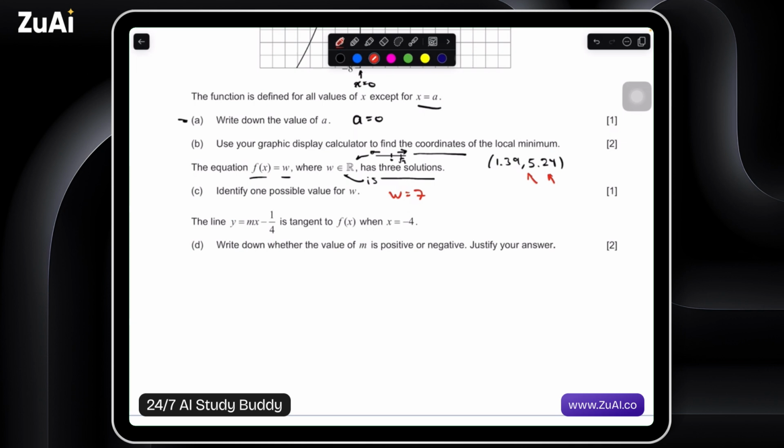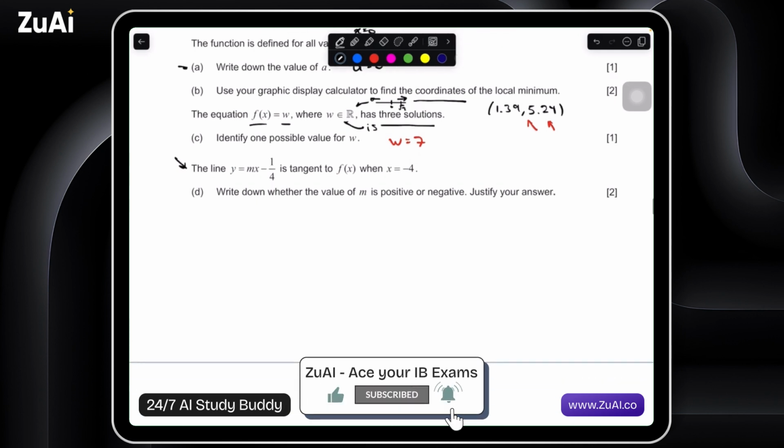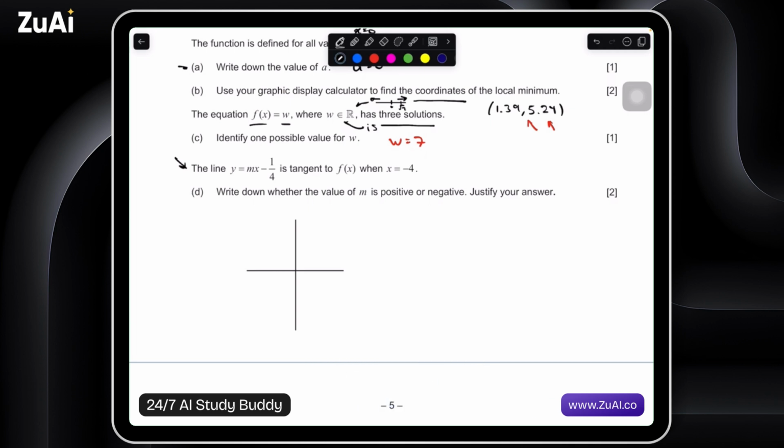Part D asks us to write down whether the line y equals mx minus 1 over 4 is tangent to f of x when x is equal to negative 4. Write down whether the value of m is positive or negative. Justify your answer. So the line y is equal to mx minus 1 over 4 is tangent to f of x when x is equal to negative 4. Write down whether the value of m is positive or negative. Justify your answer. Okay.